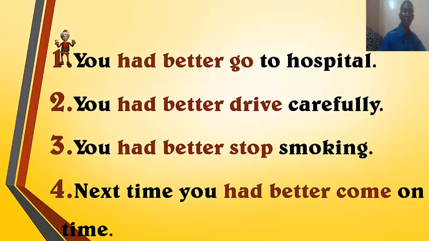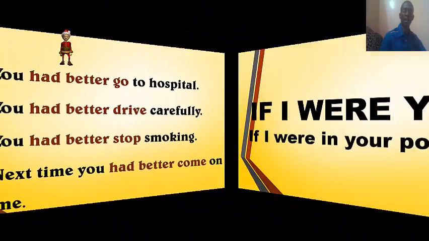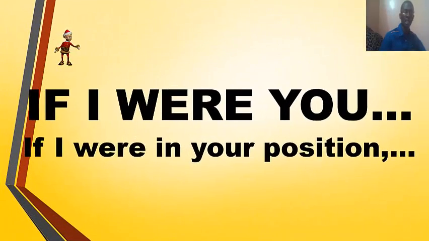So you see, we have seen to advise, conseiller. We have seen ought to and should, devrait. We have seen also had better, ferait mieux de. And the other one is, if I were you, si j'étais toi, j'arrêterais de fumer. Si j'étais toi, je travaillerais dur.